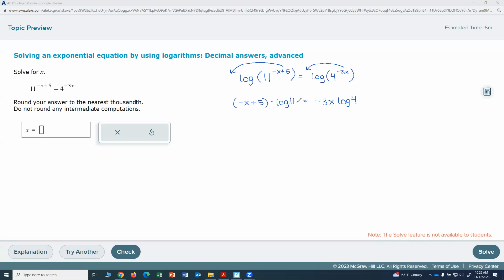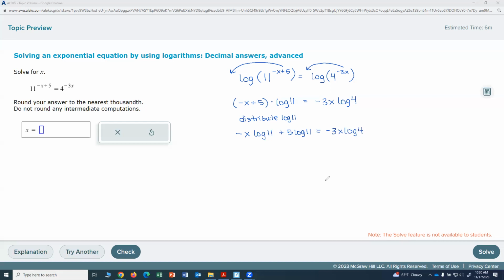So now log of 11 is just a constant. So I want to distribute log of 11 into that set of parentheses. So I'll end up with negative x log 11 plus 5 log 11 equals negative 3x log of 4.